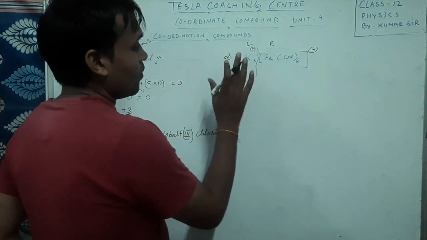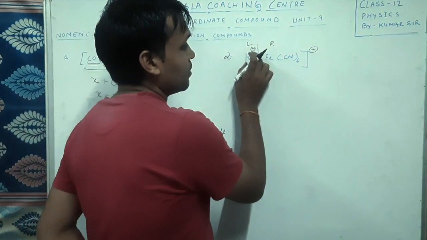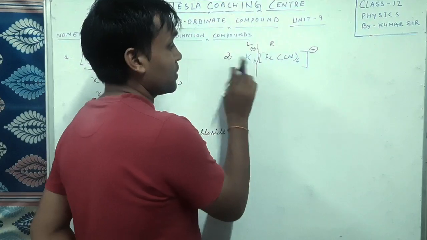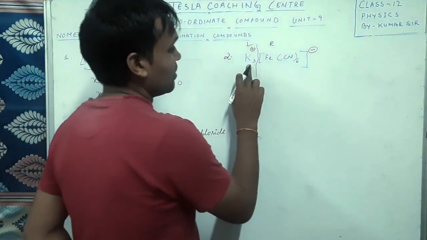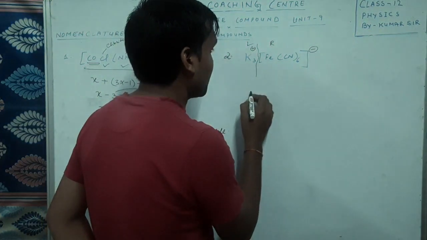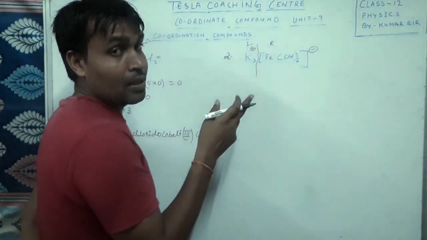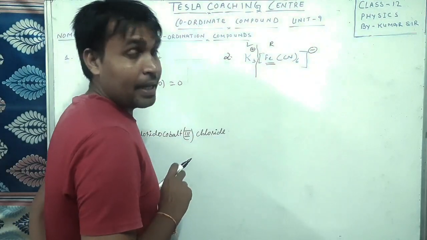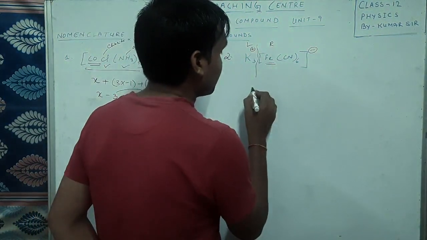So let us start. Always remember, you have to start the naming with the cations, that is the positive part. So what is the positive part here? The positive part is K, right? So we will start the naming from here. Before that we will calculate the oxidation number. We are going to calculate the oxidation number of Fe. So Fe oxidation number is X.